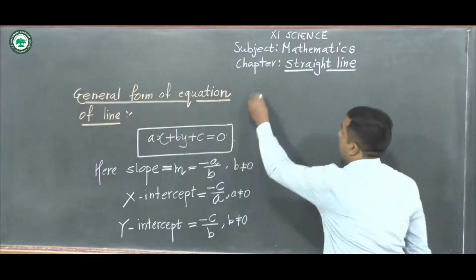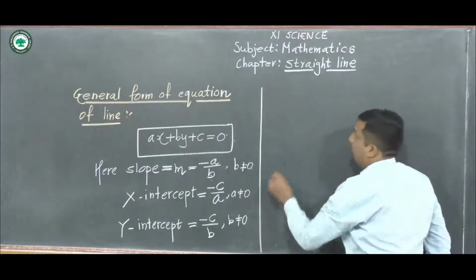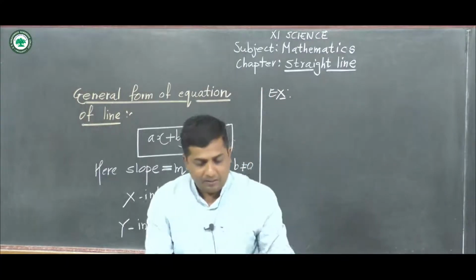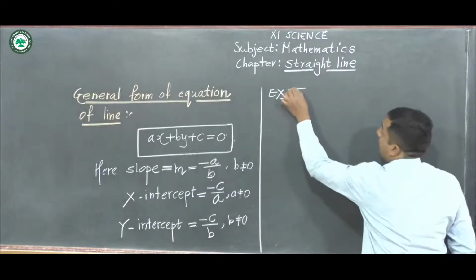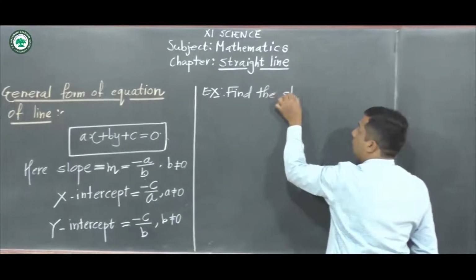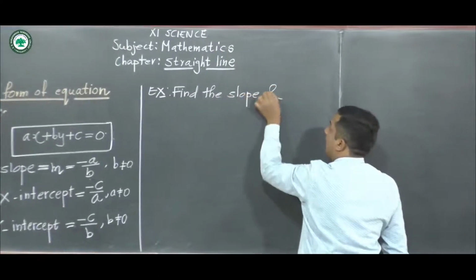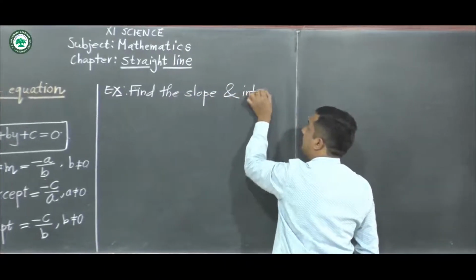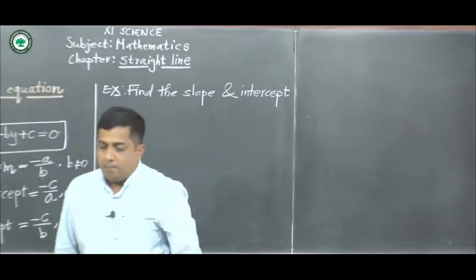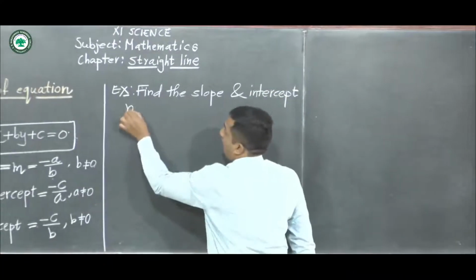So we defined slope, x-intercept and y-intercept related to this equation. Let's go with some examples related to this part. The first example is: find the slope and intercepts made by the following lines.